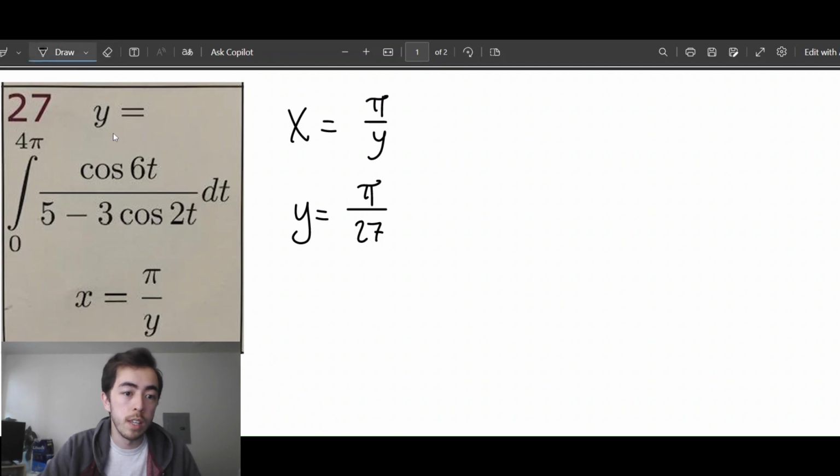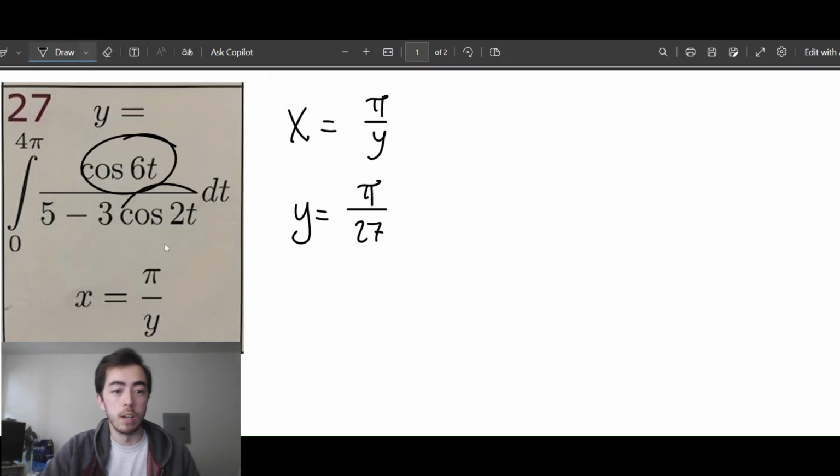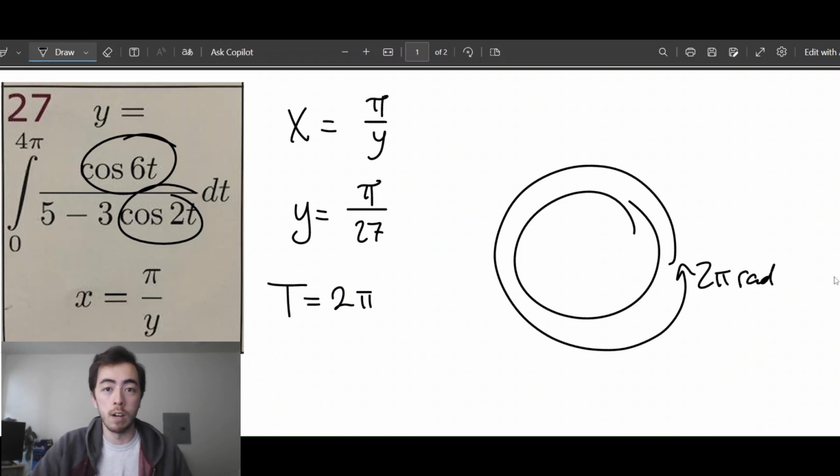I do notice that this integrand is periodic. What I mean by that is that every so often it's going to return to the same value. Cosine, this function right up here and here, usually has a period of 2 pi. It has to do with the fact that when we're on a unit circle and we rotate 2 pi radians around the circle, we're just going to be repeating our values again for sine and cosine.